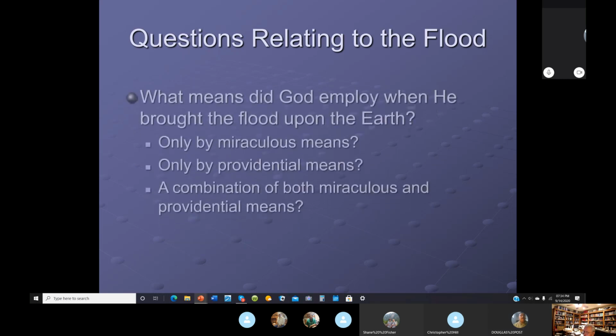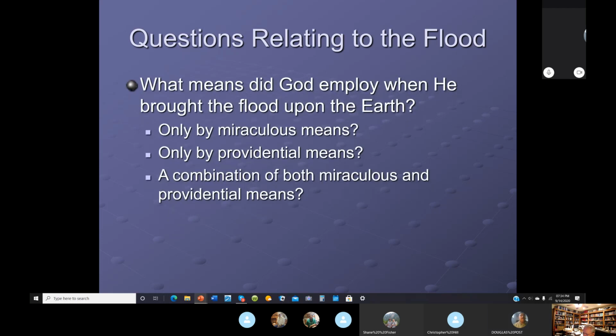All right? Now, throughout the Bible, God has two means by which he could do something. He could do it by miraculous means. God was capable of performing miracles, and at times he did perform miracles. So some claim the flood was miraculously brought about. There are people that say there was a universal flood, but they say God brought it by miracles. And then others will say he brought it by providential means. And then others say it's a combination of these two.